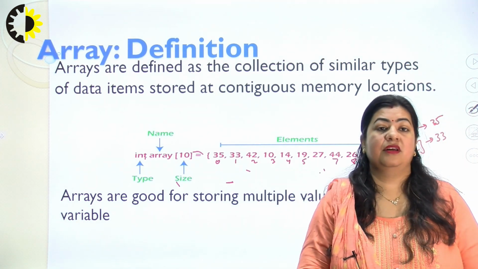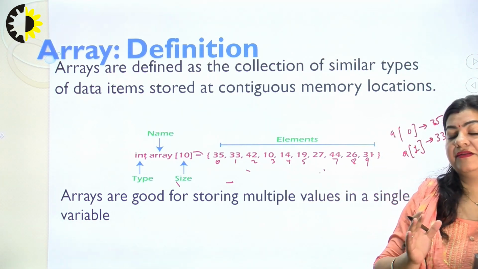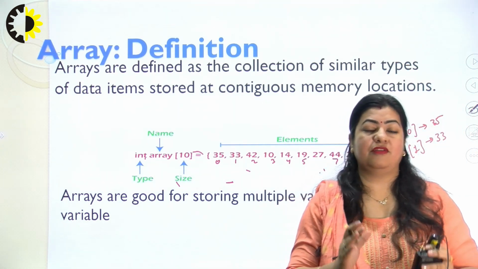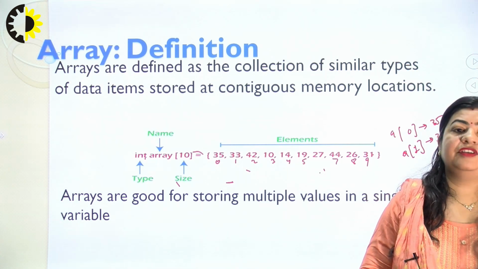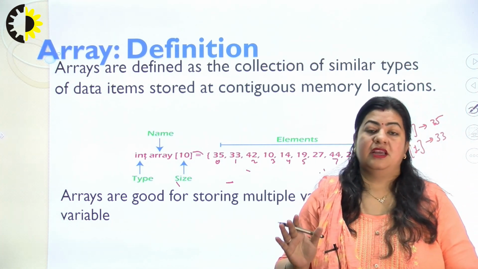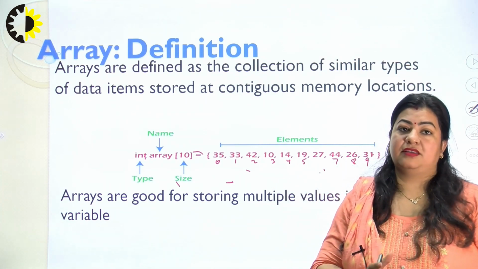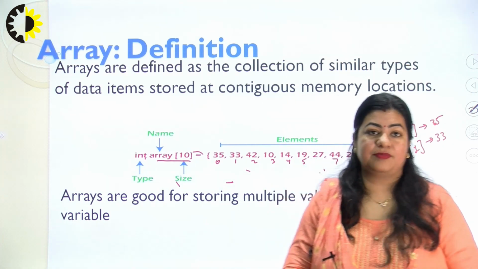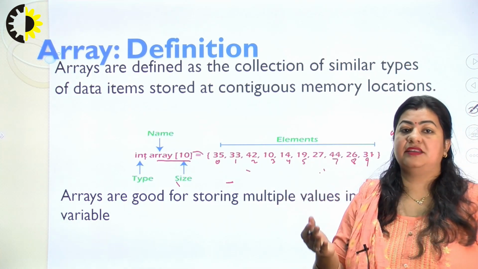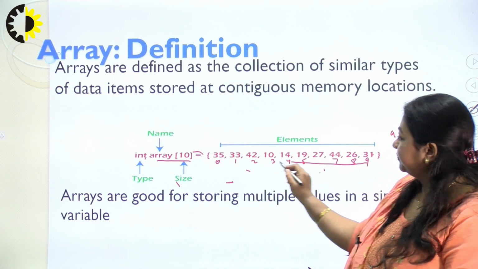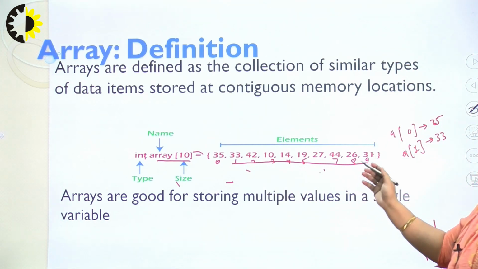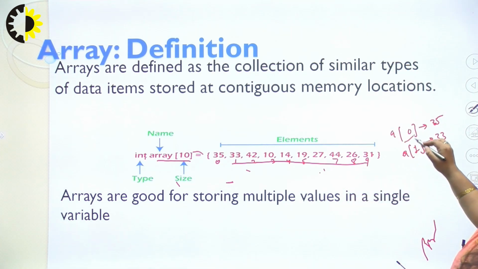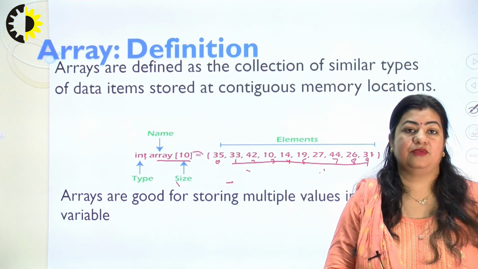So let's take an example of array. Suppose we want to store the marks of a student in different subjects in the array. We do not need different variables to store the marks. We can take a single variable of integer type and store the different marks in the array. Suppose these are the marks of the student in different subjects, stored at different index values.